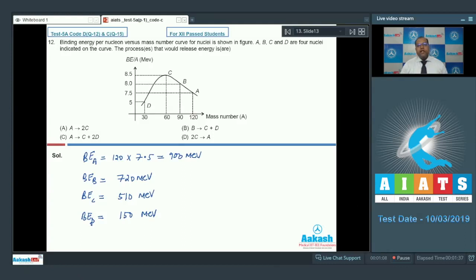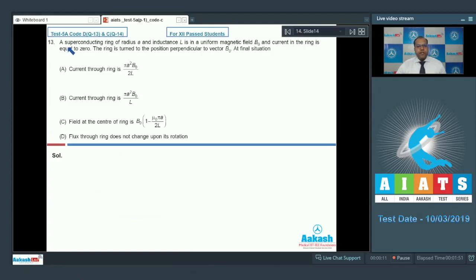Now, if the binding energy of the daughter nuclei is more than the reactant, then the process would release energy. So, in option A only, the binding energy of daughter nuclei is more than the reactant. So, the correct answer for question number 12 is option A. Let's move to question number 13.